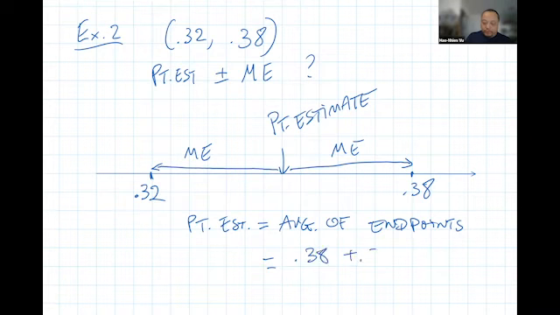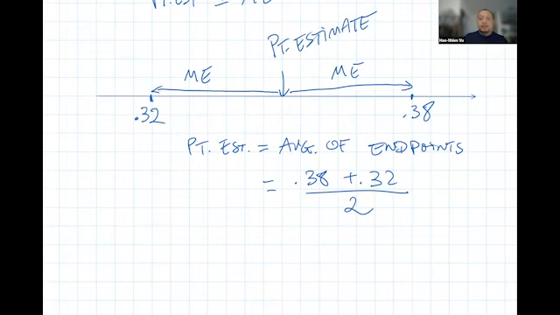0.38 plus 0.32 over 2. 0.38 plus 0.32 makes 0.70. Divide by 2 is 0.35. Point estimate is equal to 0.35. Now, there are multiple ways of calculating the margin of error after we got this.